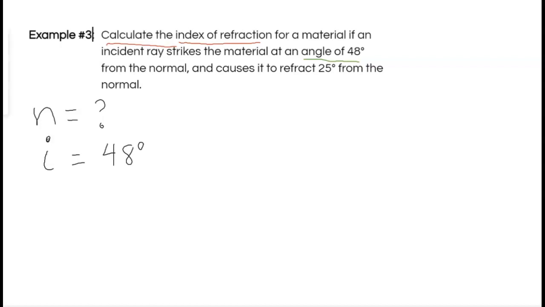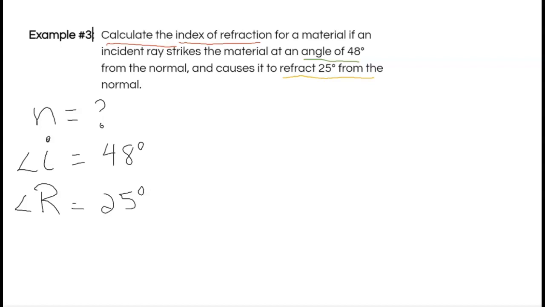But then that light is going on and it is refracting 25 degrees from the normal. And just remember that the angles are always measured relative to the normal, not relative to the surface. And so finally, I have my angle of refraction at 25 degrees. And it may help you to just write in that angle there, just to remind yourself that I and R are actually angles that you're inputting.